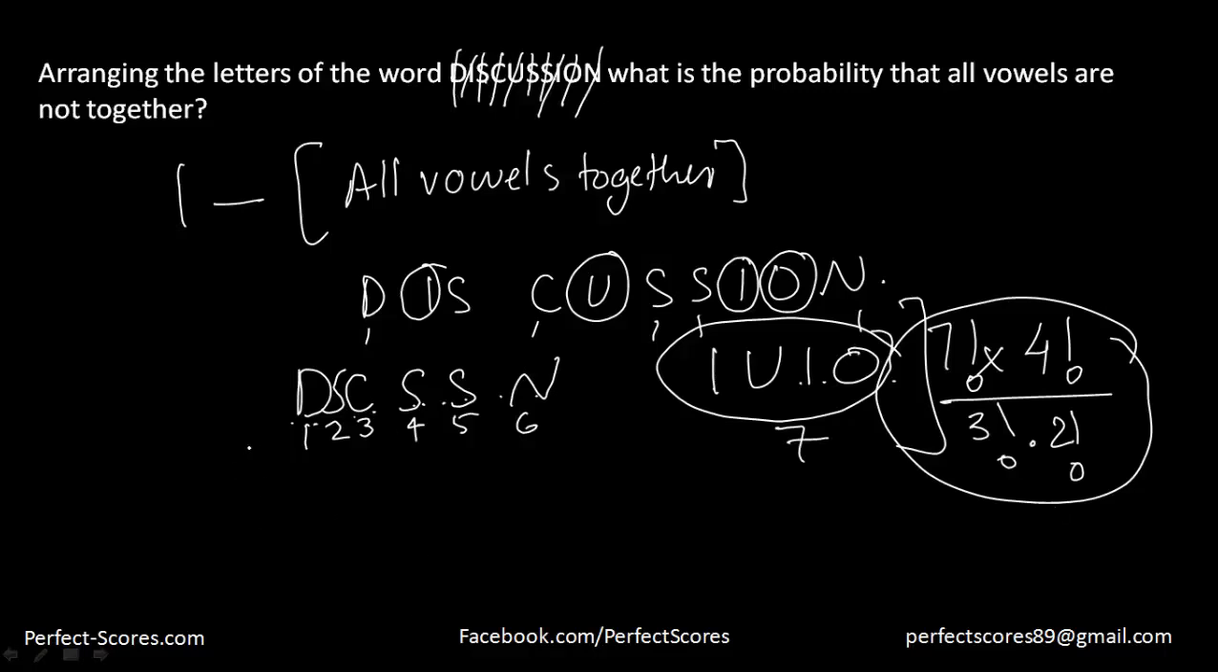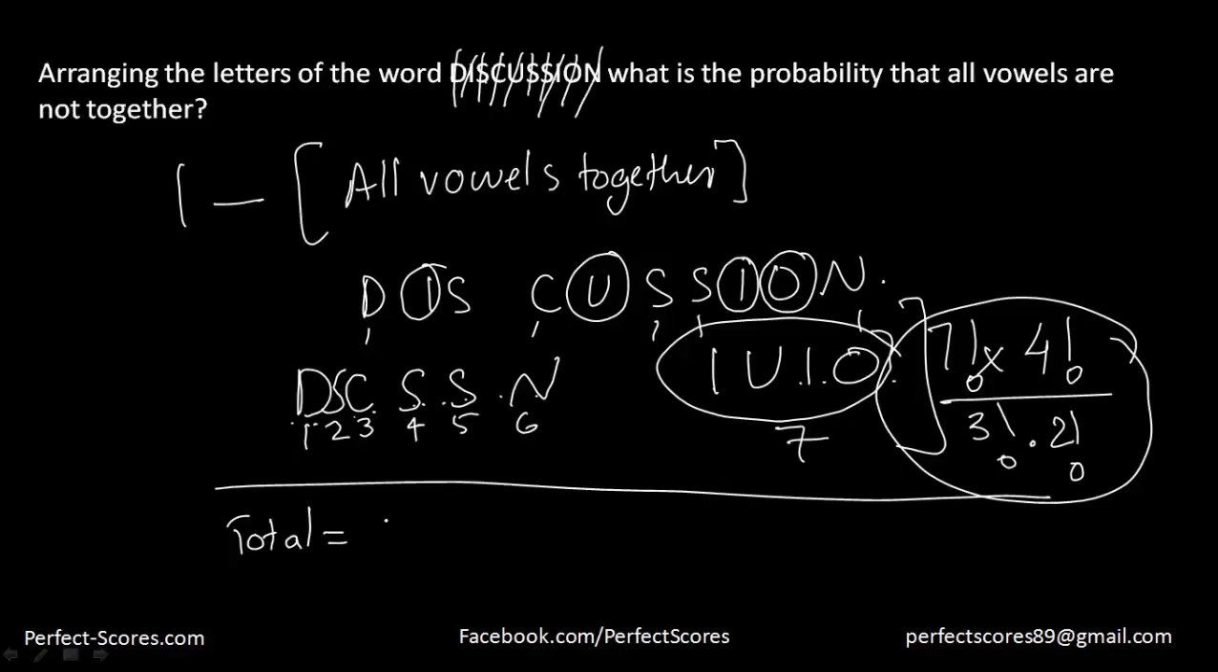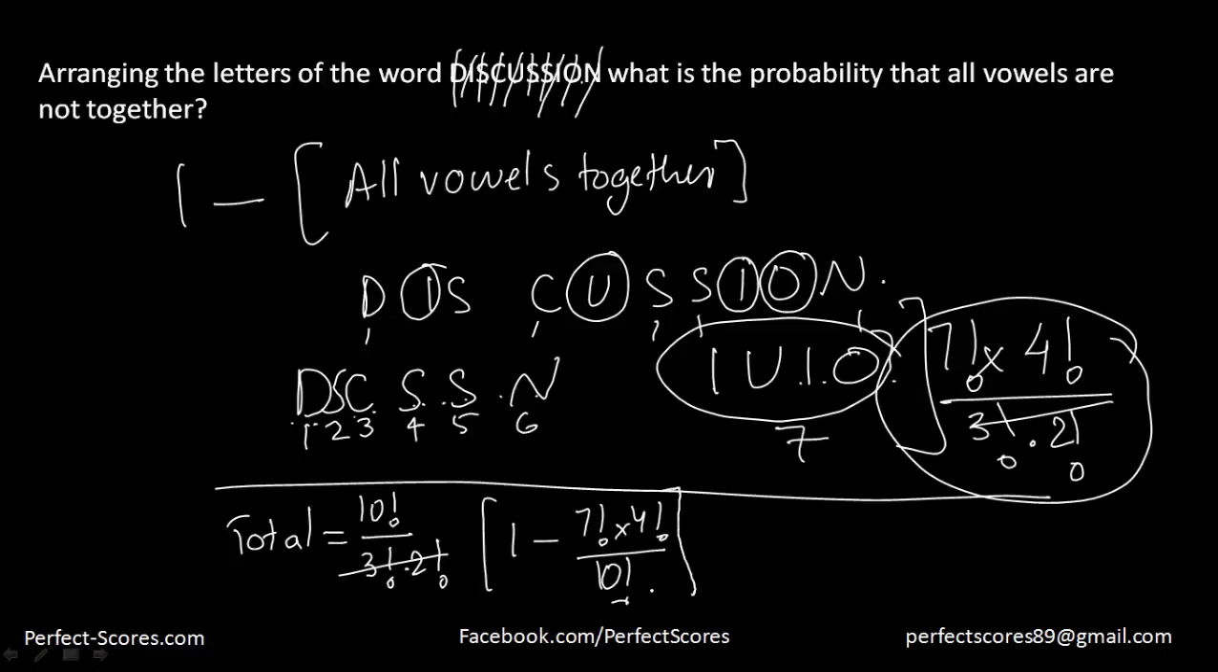Now I've got to find the total number of ways everything can be arranged. So how many letters do I have? 1, 2, 3, 4, 5, 6, 7, 8, 9, 10. So I've got 10 letters which can be arranged in 10 factorial ways. But again, this 3 factorial and 2 factorial will divide. So when I say 1 minus the favorable ways divided by the total number of ways, this and this are going to eventually cancel each other.